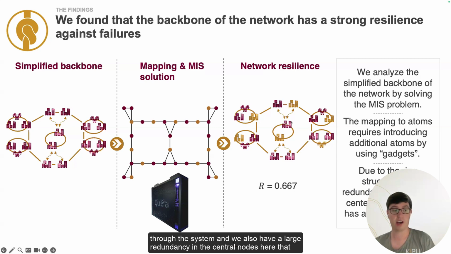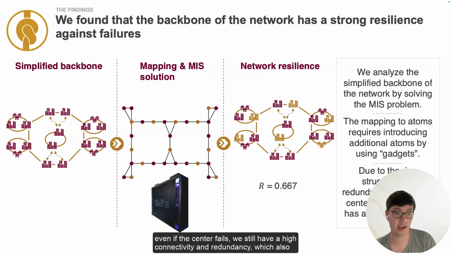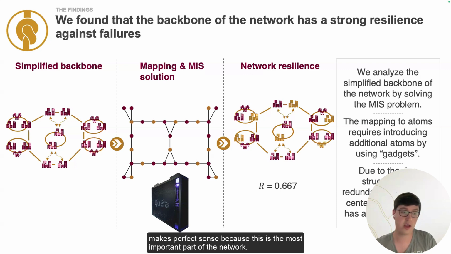And we also have a large redundancy in the central nodes here, so that even if the center fails, we still have a high connectivity and redundancy, which also makes perfect sense because this is the most important part of the network. So the backbone has to be very resilient, and it's also not so easy to change.